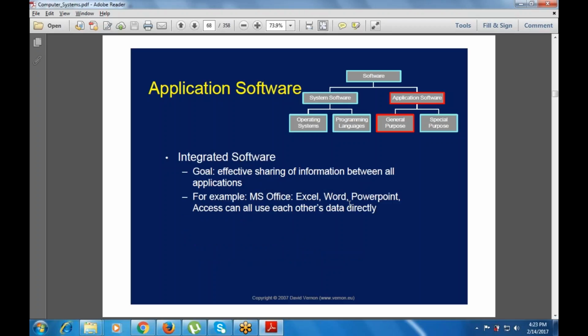Now, next is integrated software, where the main goal is the effective sharing of information, sharing of resources among all the computers, among all the applications. For example, when we use the whole Microsoft Office package, that is Excel, Word, PowerPoint, they can all use each other's data directly. Whatever data is available can be used directly or indirectly.